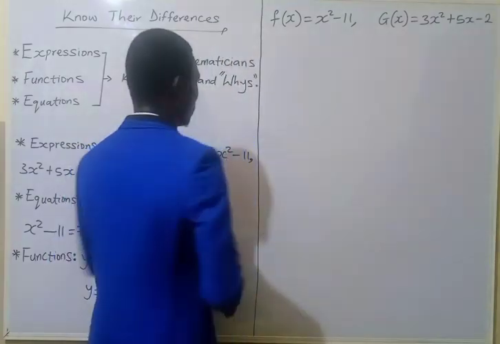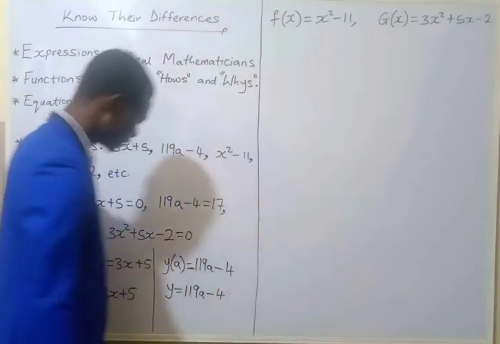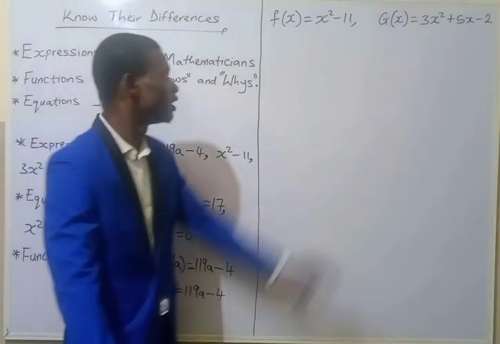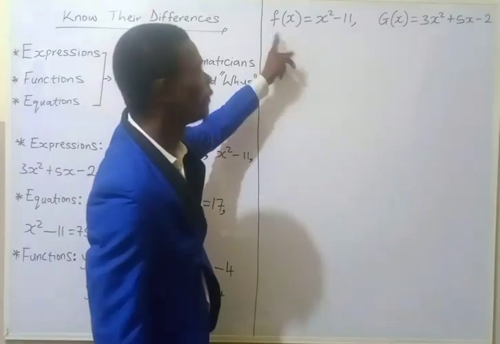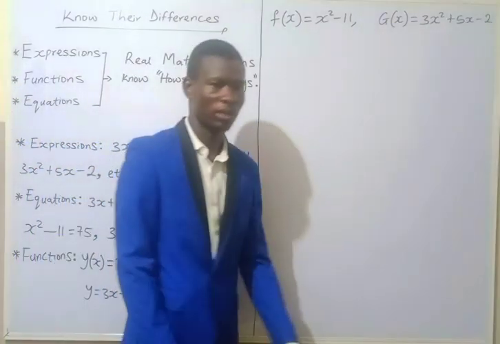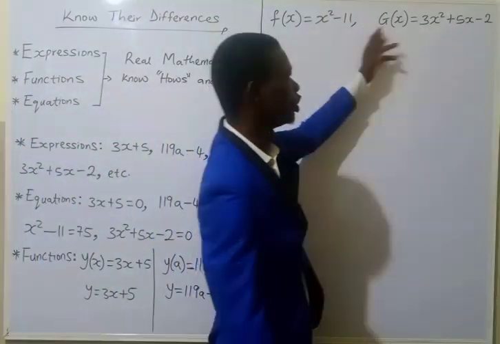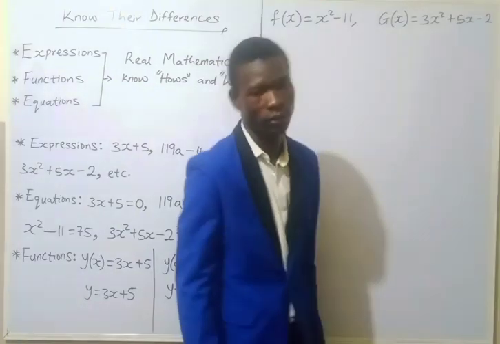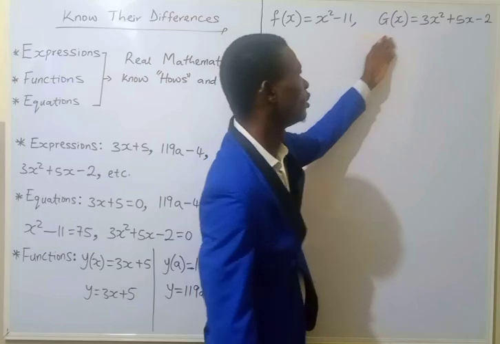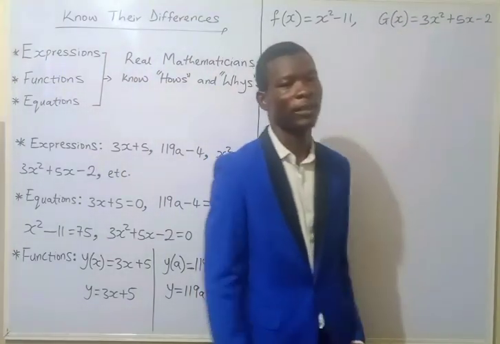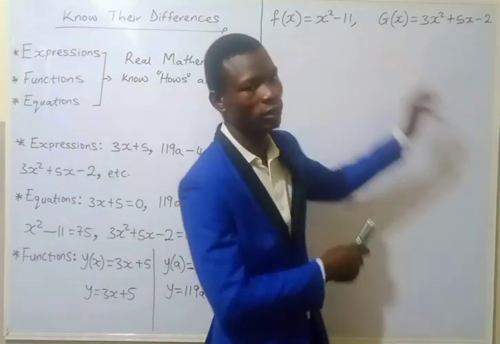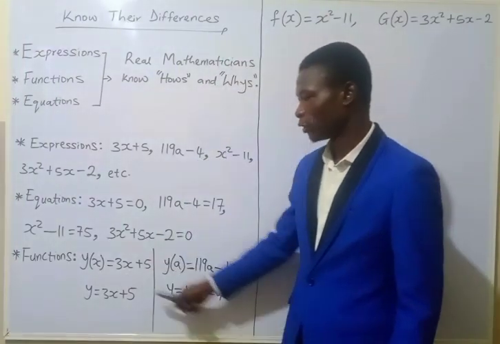Coming to the other side, I just try to complete it. That's to tell you that it is not only y that they can use. Other letters can be used, of course. In most cases, they use f. If they don't use f, they use y. And they can even extend it to other letters as well. That's why we have g of x as a function of x, and the function that is describing g is 3x squared plus 5x minus 2. So these two are quadratic functions. These two are linear functions.